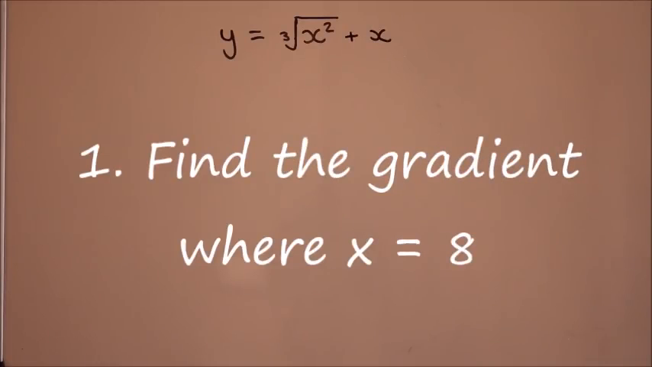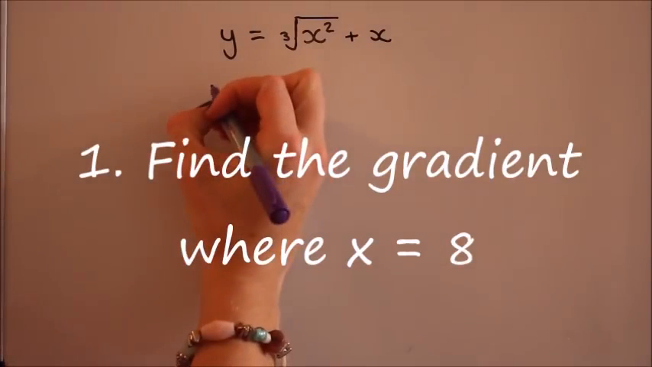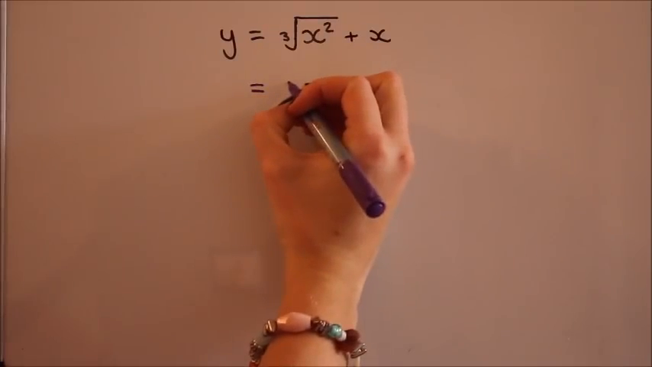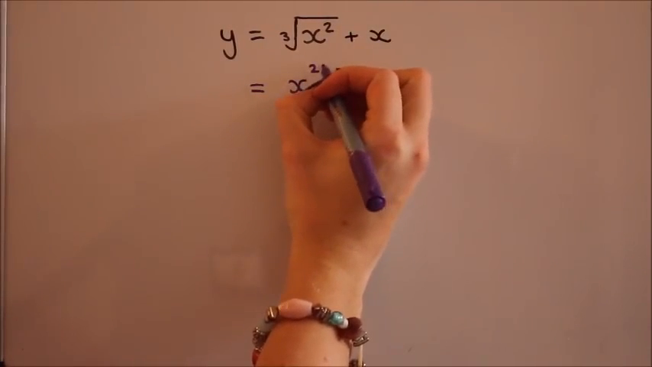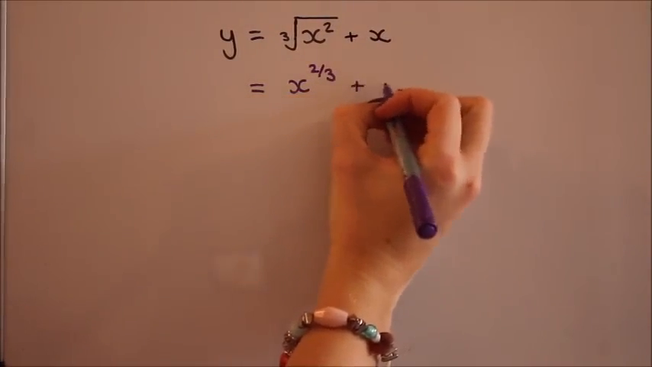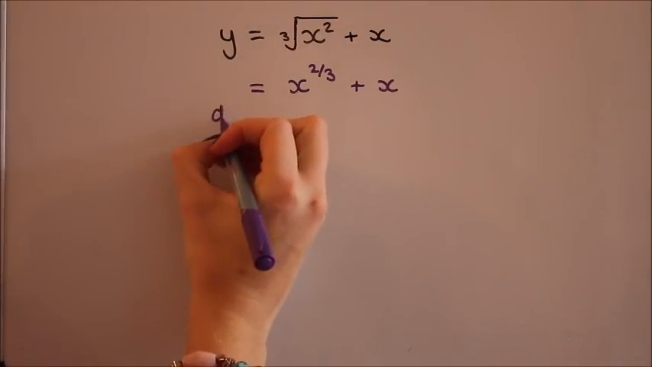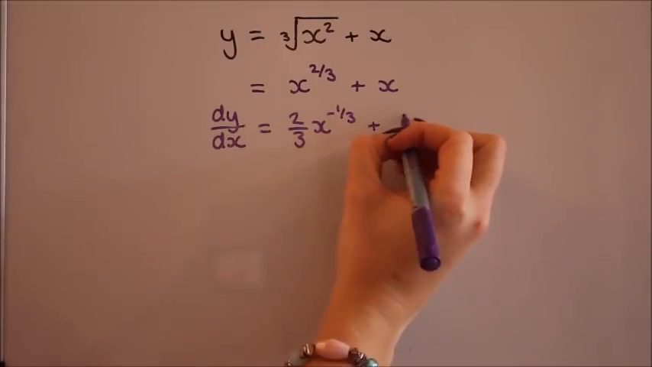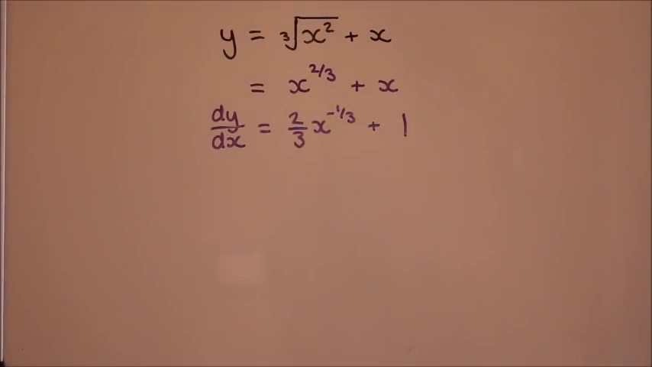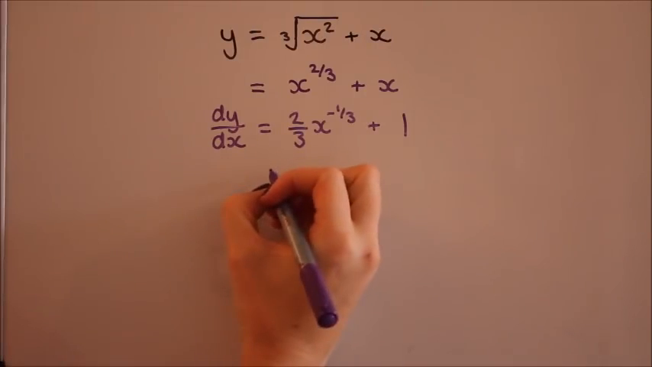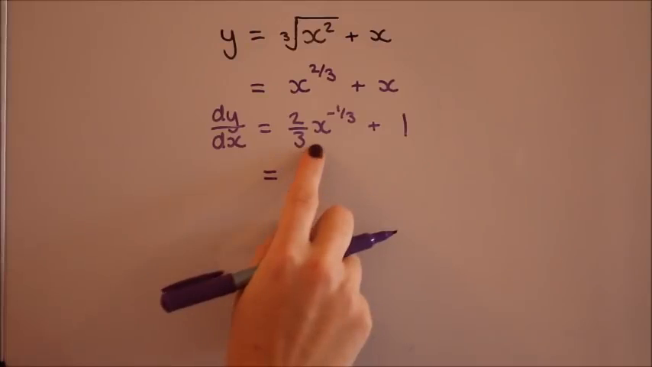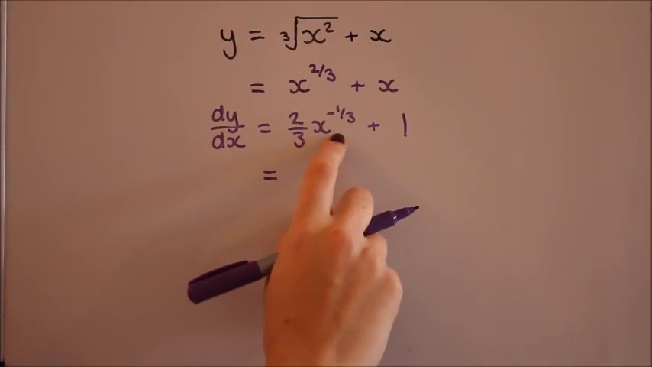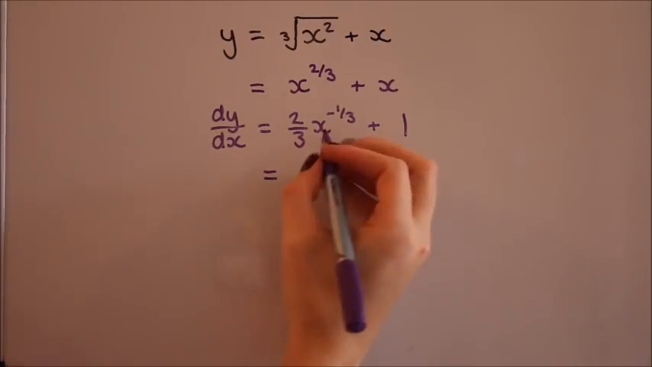If we're asked now to find the gradient where x is 8, we need to differentiate. To be able to differentiate this, we need to prepare it. So let's write that as a power of x. And now we can differentiate. We're asked for the gradient where x is 8, so we need to substitute 8 back into this. But at the moment, it's not in a very user-friendly version. So let's rewrite that with the power back down on the bottom.